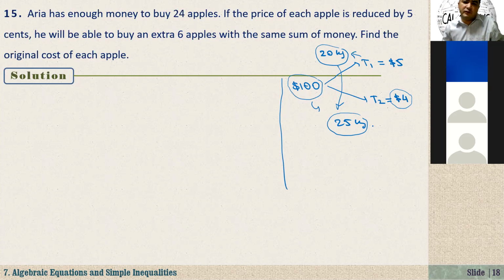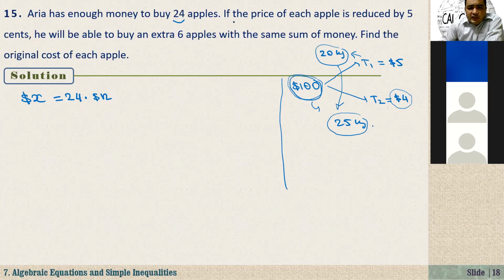But here we need to form our equation, then solve this. Actually here, Arya has enough money to buy 24 apples. But the $100 is not given here, I don't know that. Let's say Arya has X dollars to buy apples. So here, he can buy 24 apples. Now if I ask, how much is 1 kilo of apples here? We don't know. Let's say 1 kilo of apple is N dollars.